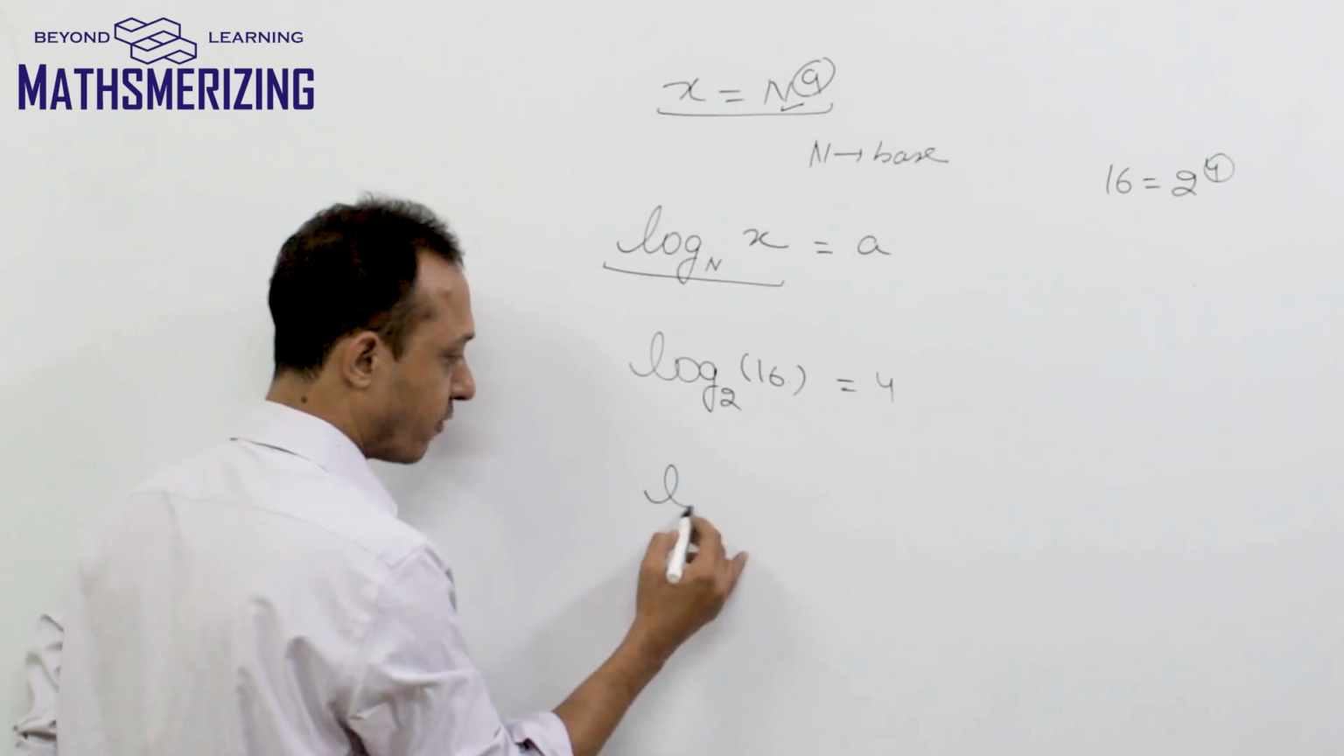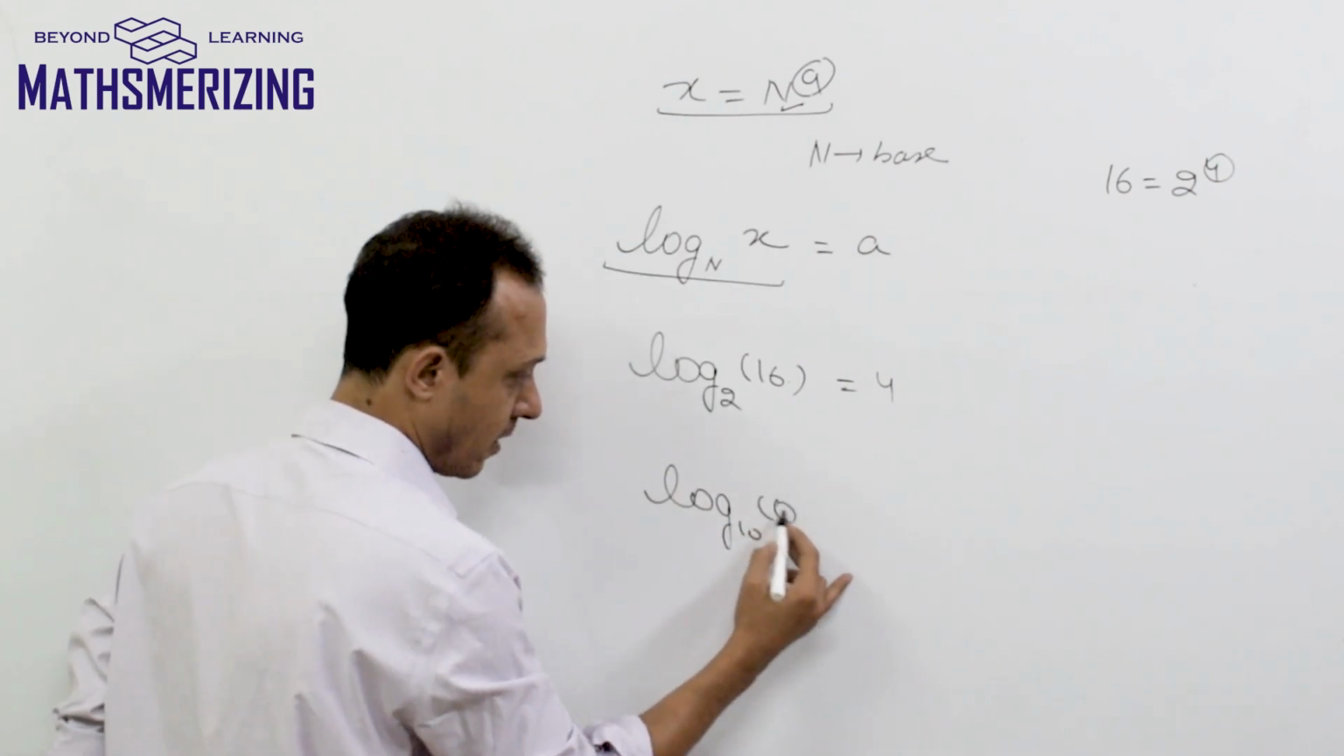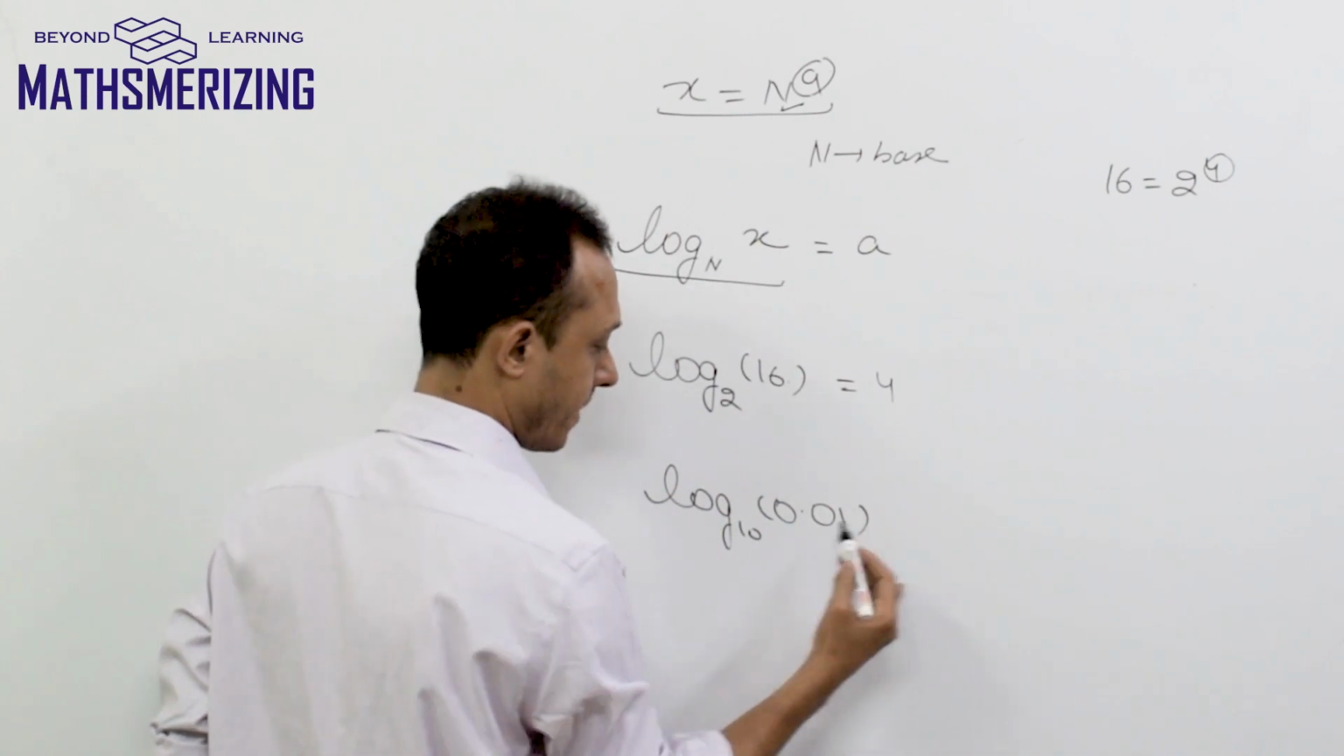So I'll take another one. Suppose I have to write log 0.01 to the base 10.